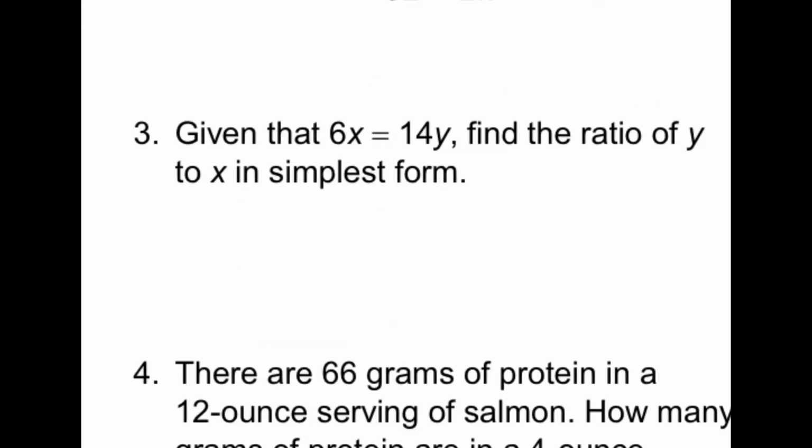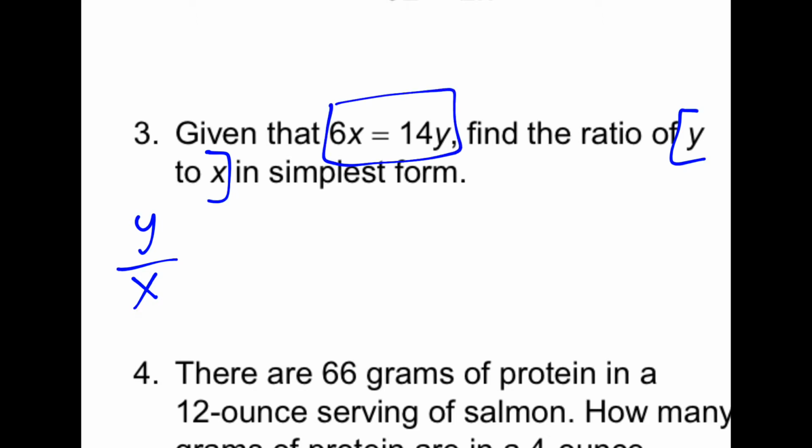Number 3, given that 6x is equal to 14y, find the ratio of y to x in simplest terms. This part where it says y to x, another version of that is y over x. So that's what we're going to try to solve from this equation. In other words, we're going to have to move the 14 over and move the x over. If we start off with 6x is equal to 14y, and we divide both sides by 14, we end up with 6/14 x is equal to y. Then we can divide both sides by x to cancel out the x on this side, and there we have it: y over x equals something.